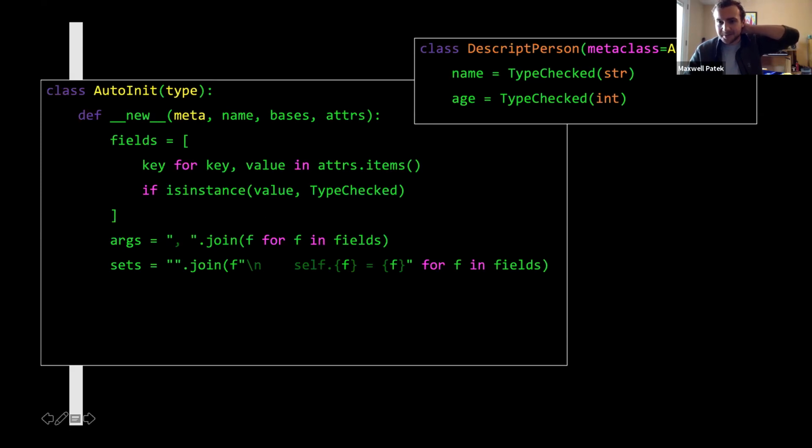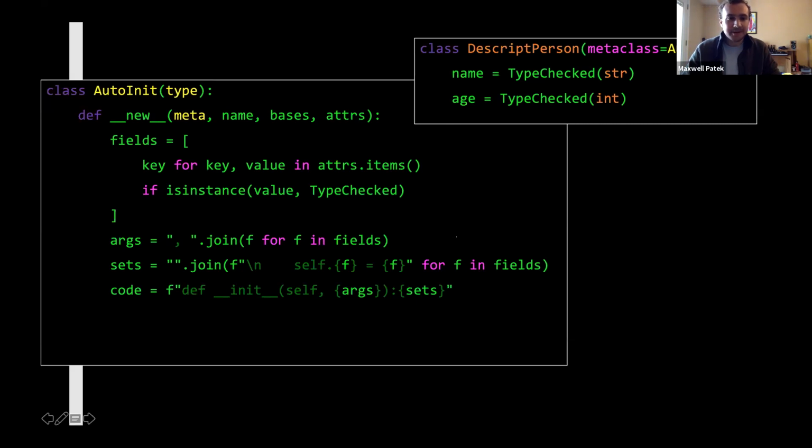Does this look familiar, people? This is kind of the archetypal init method body, isn't it? It's indentation, self dot, thing equals thing. That is like the classic init definition. So let's put it all down here. Code is going to be def init self args colon sets.